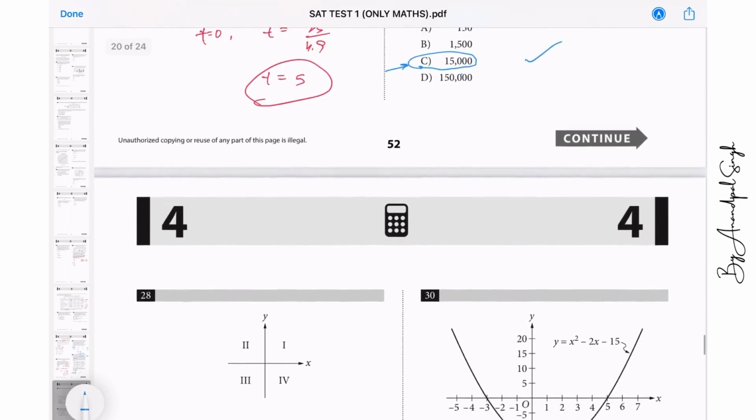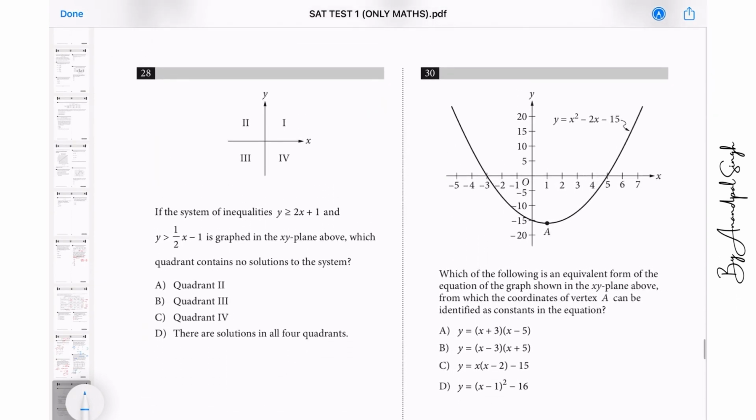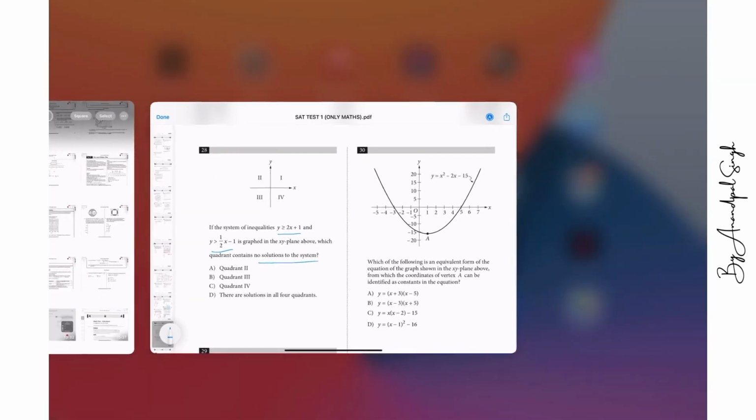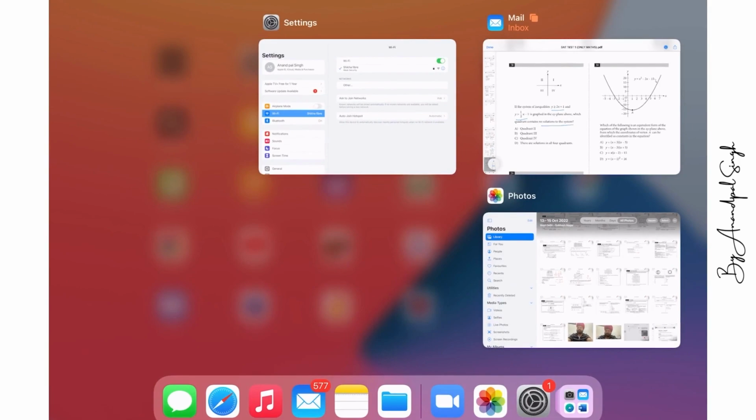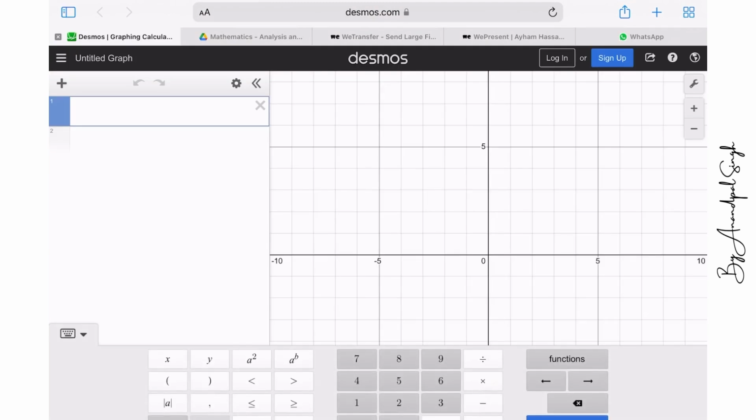Let us go to question number 28. In question number 28, they are asking, if the system of inequalities is graphed, which quadrant contains no solution to the system? There are two ways of doing it. Either you draw using a graph. Let us take a graph. This is a Desmos graph. What I can do, I can simply draw them.